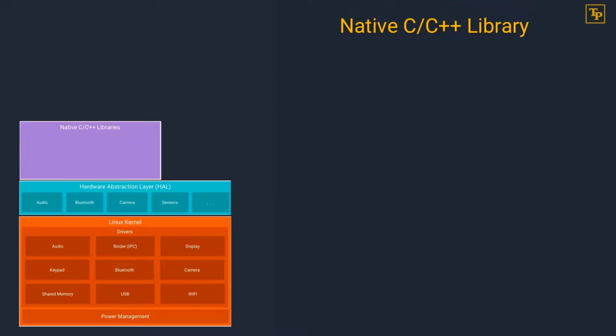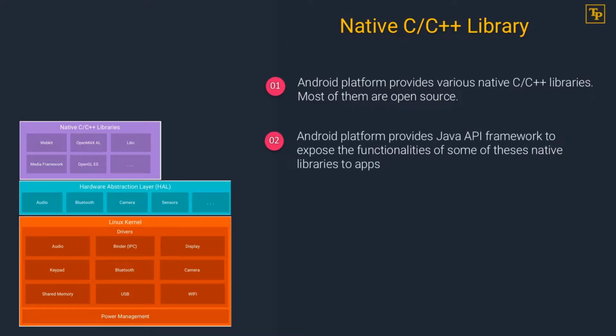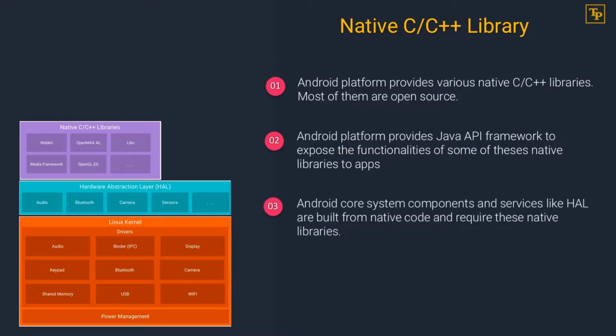Native C++ libraries come on top of HAL. Android platform provides various native C++ libraries like OpenGL for graphics, WebKit for rendering web pages and web browsers, OpenMAX AL for multimedia applications. Some of the features of these native libraries can be easily accessed by the higher level Java API framework provided by Android platform. Android's core system components and services like HAL are actually built from native code, and in order for them to function properly, these native libraries are required.